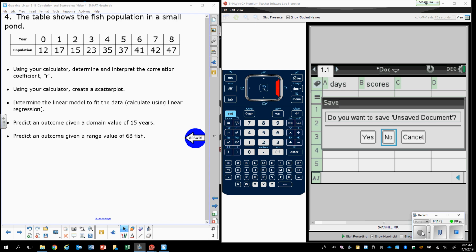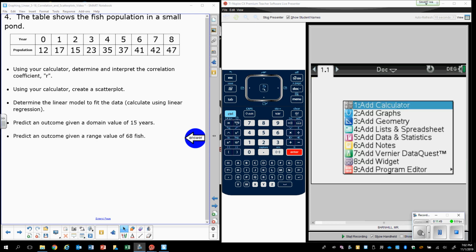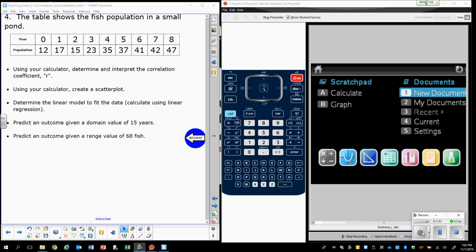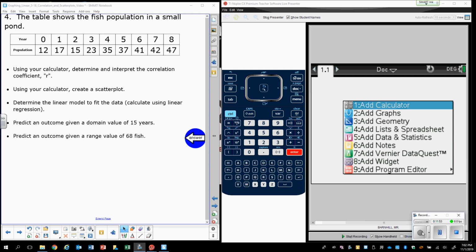And so when we go into our calculator, we're going into a New Document. So we're starting off at Home. We're going into New Document. If there's something in there, we want to clear it out. We don't want to save it. And we want to go into Add Lists and Spreadsheets.